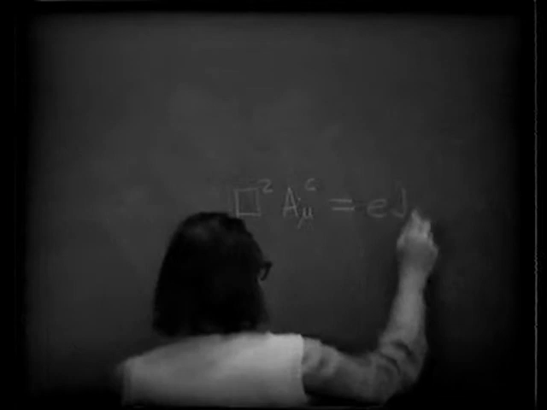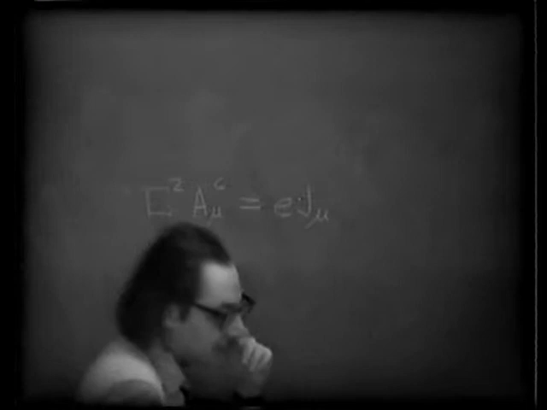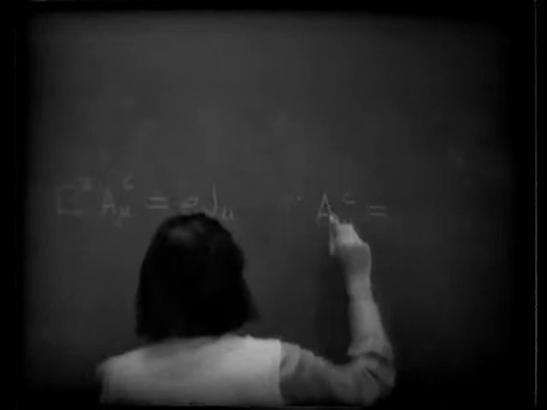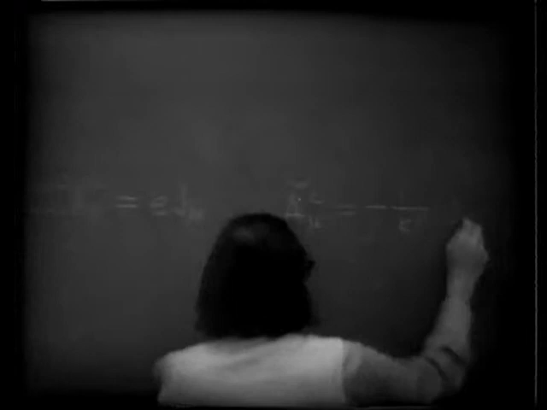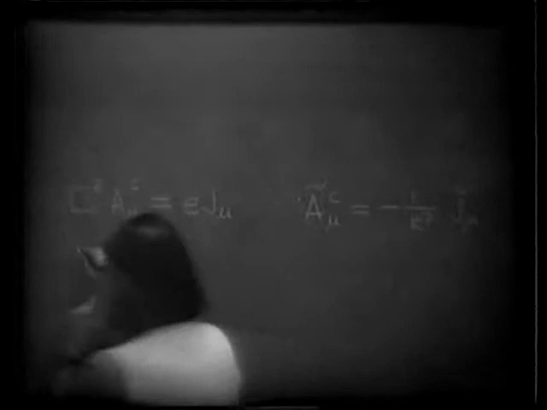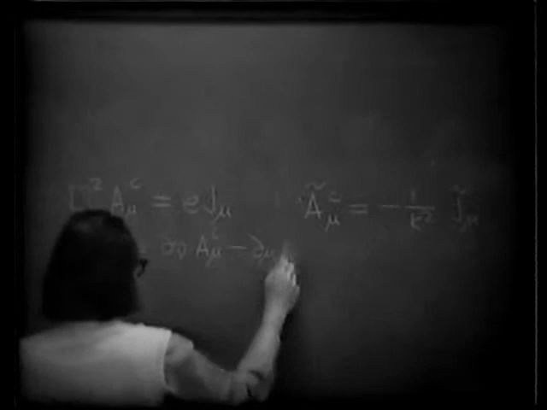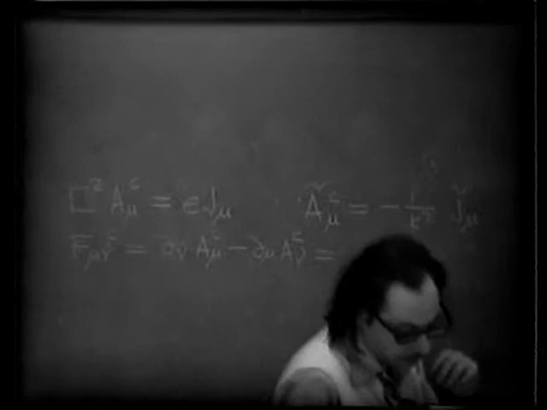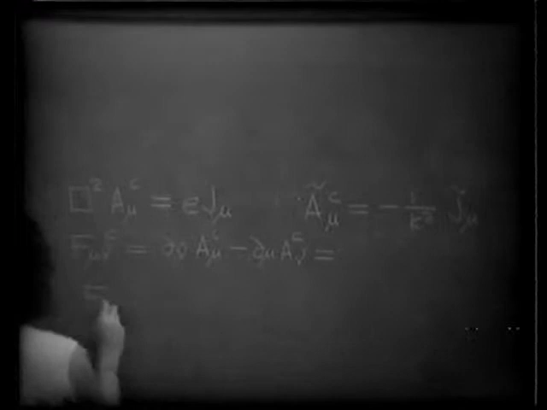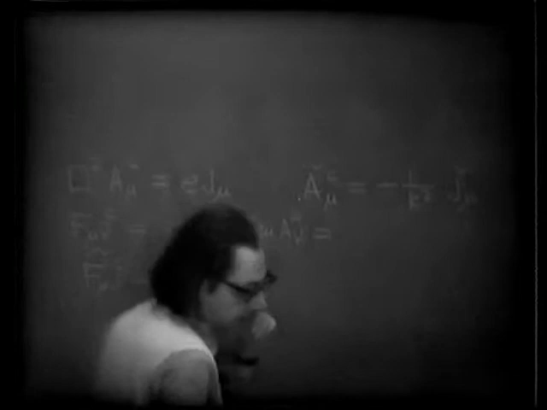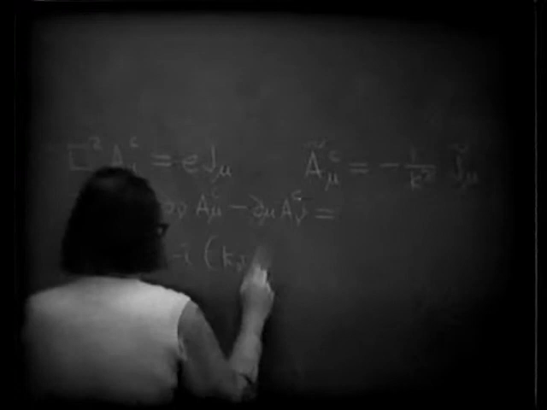That's got nothing to do with any A mu in our real field theoretic problem. It's just the classical solution equals J mu, which of course is readily solved in Fourier space. A mu classical twiddle is minus 1 over k squared j mu twiddle. Likewise, the classical electromagnetic field associated with this classical potential is given by this expression, which in Fourier space equals F mu nu classical twiddle equals, let's see, differentiation is minus ik, so I get minus i k mu A nu twiddle minus k nu A mu twiddle.